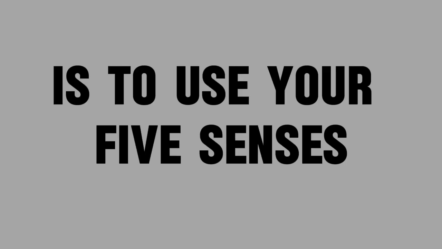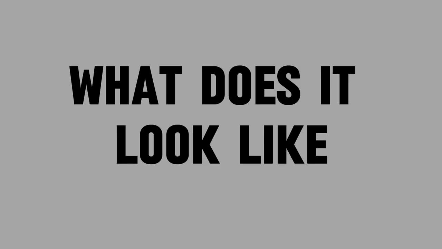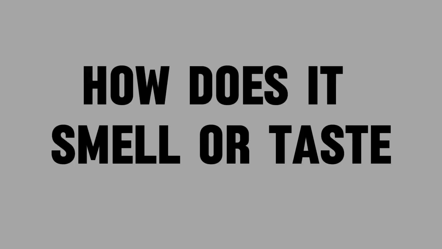The key to improving your descriptions is to use your 5 senses: sight, sound, smell, taste, and touch. Ask yourself, what does it look like? What does it sound like? How does it feel? How does it smell or taste? When you include sensory details, your English becomes more expressive and more advanced.